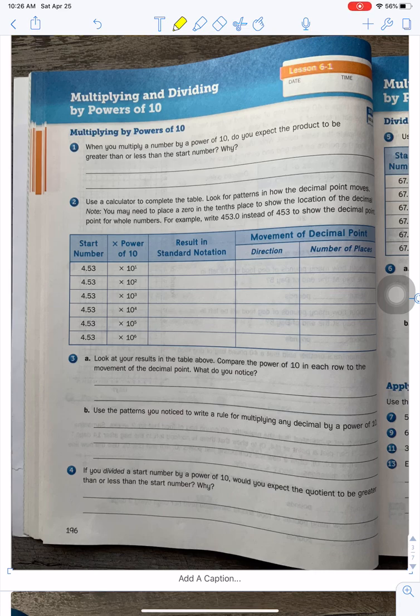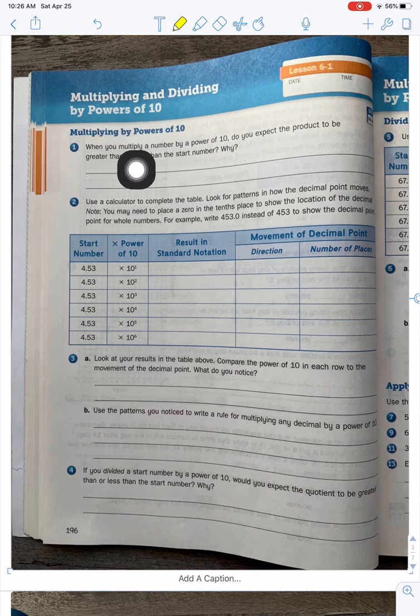For today's math lesson, please turn to page 196. On page 196, this is the beginning of lesson 6-1, multiplying and dividing by powers of 10. So for today, we're going to focus on multiplying the powers of 10. And then the next day, we'll do dividing.